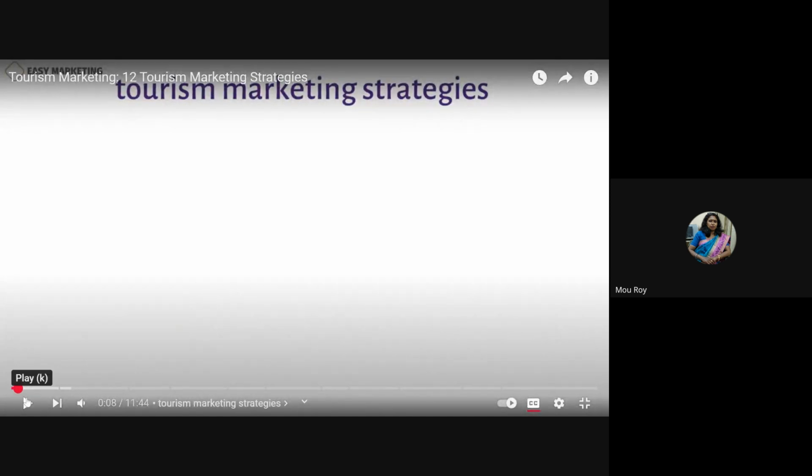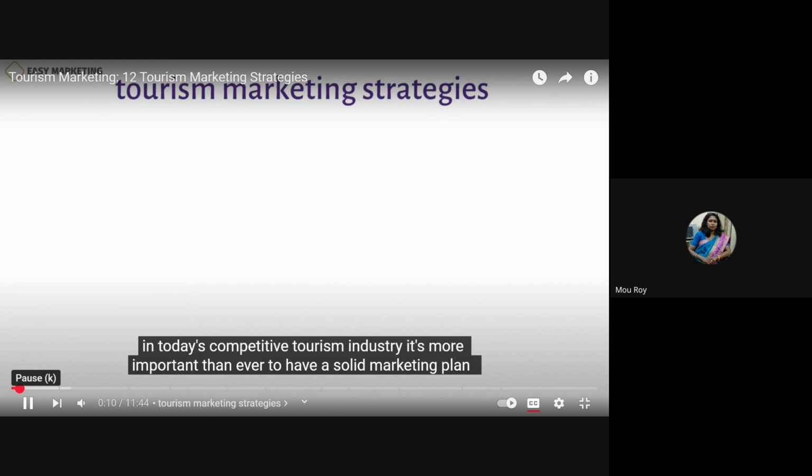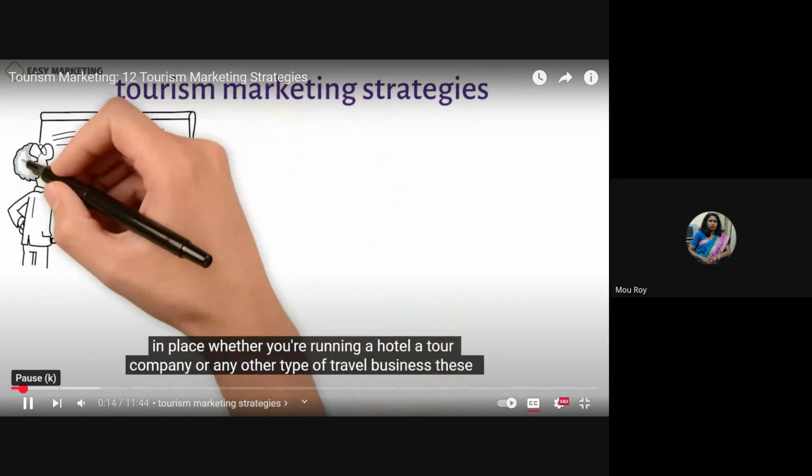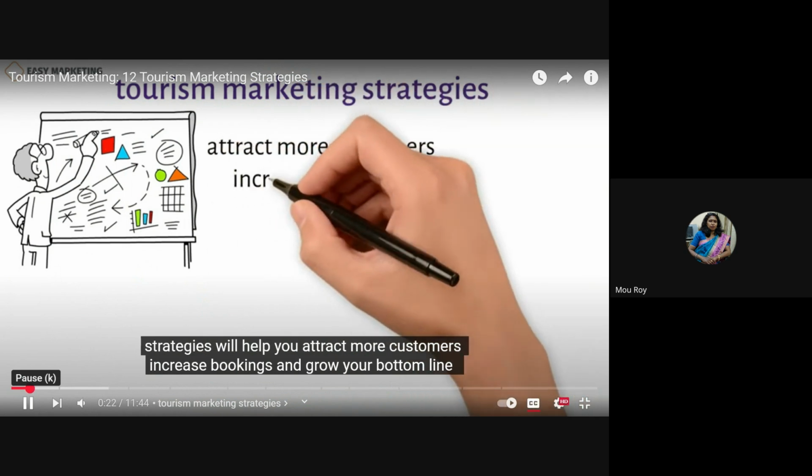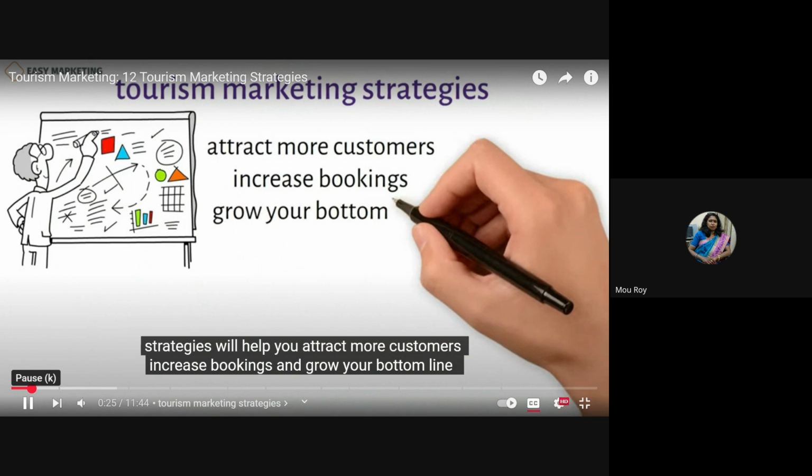These are some tourism marketing strategies. Since we'll be doing the project, you should know what we mean by tourism marketing. In today's competitive tourism industry, it's more important than ever to have a solid marketing plan in place. Whether you're running a hotel, a tour company, or any other type of travel business, these strategies will help you attract more customers, increase bookings, and grow your bottom line.